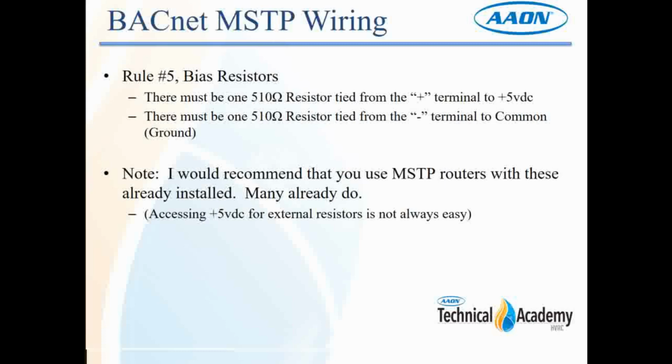So I would recommend that you look for routers that already have the biasing resistors built in. A lot of times they'll even have the first termination resistor in there as well. In some cases you may have to flip some switches or set some jumpers, but most routers will already have these installed. I strongly recommend you get this type of router because accessing 5 volts for the external resistors is not always easy in these applications. So if you need a router, and if you can get one that already has those resistors built in, it's one less thing you have to worry about.